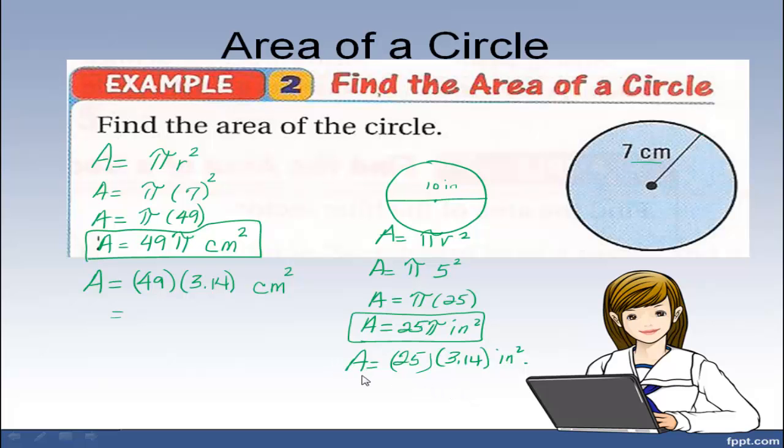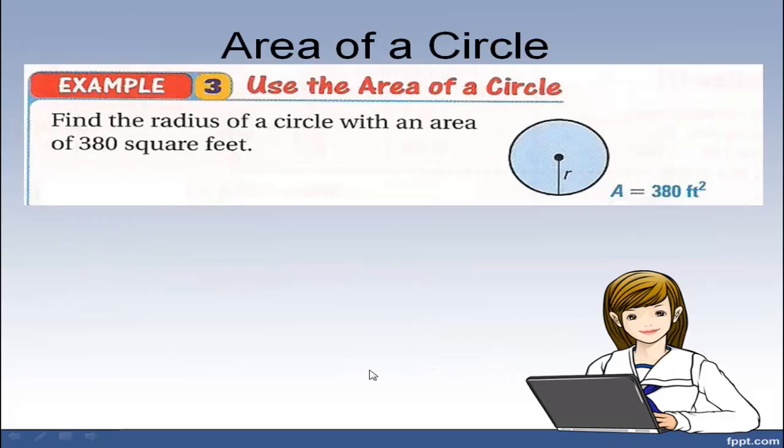There you have it. Now let's do using the area of a circle. That means they give you the area and you find the radius. So let's write our formula. Area is pi r squared. And let's plug in the information we have. Area is 380 equals pi r squared.